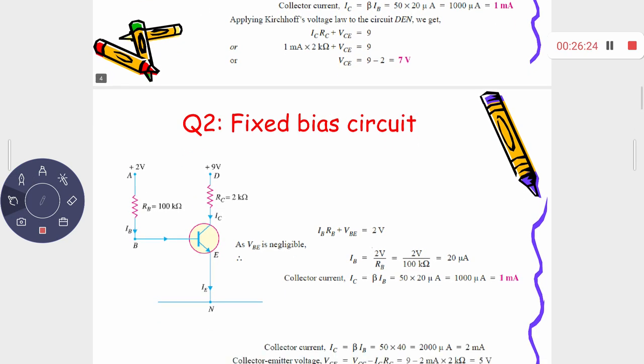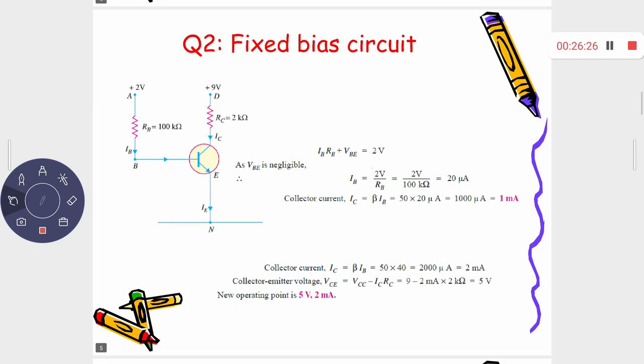The same calculation, this time it is much better. 5 volt, 2 milliampere. You'd like to place the operating point between 0 to 9 volt, your 9 volt supply, so typically if it is close to 4.5 or so, it is much better. Now it is 5 volt.